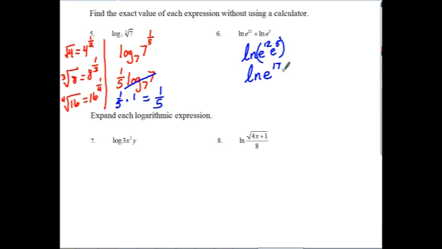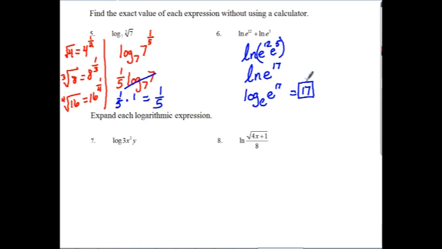Remember, when you multiply, you add your exponents together. Now natural log is really log base e of e to the 17th. Remember what happens if the base and the base both match up, those kind of just cancel each other out, and you're left with just what the exponent is, which is 17.